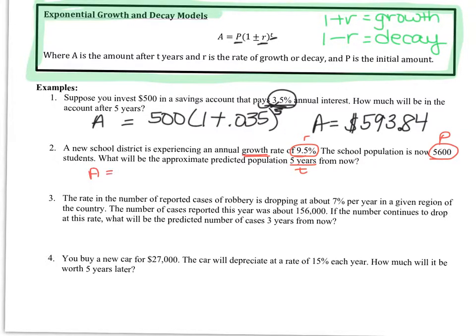So plug it in. A equals P, which is my initial start, 5,600, times the quantity of 1 plus, because it's growth, 9.5%. To turn that into a decimal, it's 0.095, raised to the T years, so 5 years. So I would type all of that in my calculator, hit enter. So I get a decimal. So obviously you can't have point something of a student, so I'd round to the nearest whole number, which is 8,816 students.